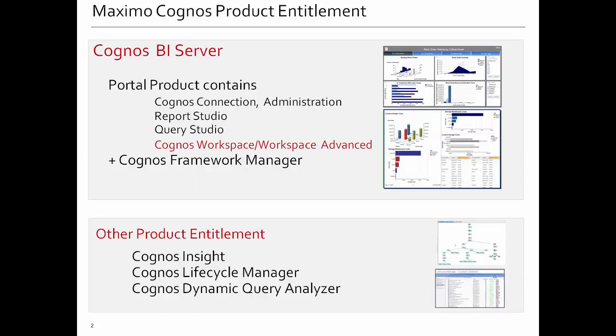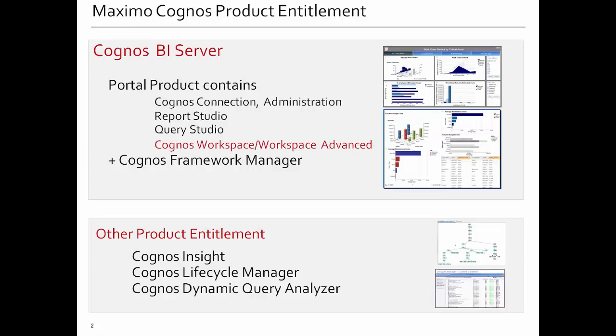Framework Manager is actually a separate Windows install, but it's typically contained within the bucket or category of the Cognos BI server, and that's the tool you use to create and modify your metadata. The other Cognos products you are entitled to include Cognos Insight, Lifecycle Manager, and Dynamic Query Analyzer. And each one of those tools is very, very important, but again, we're going to highlight and focus on those key report tools that we will use on a day-to-day basis within the BI server.